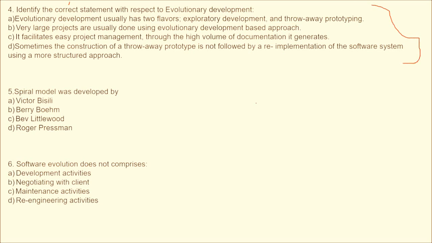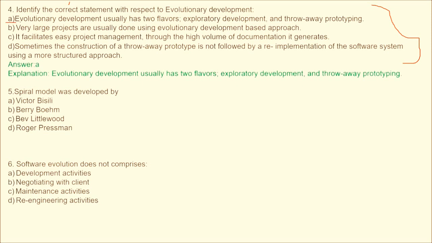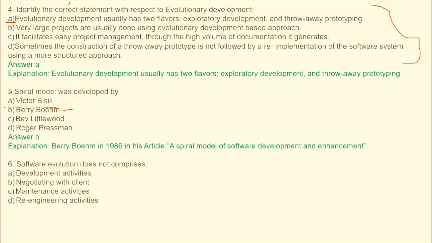Now, please read all this and try to answer this. The answer is A. Evolutionary development usually has two flavors, exploratory and throwaway prototyping. This is true. Next, the spiral model was developed by whom? The answer is Boehm in 1986. He wrote an article, A Spiral Model of Software Development and Enhancement.